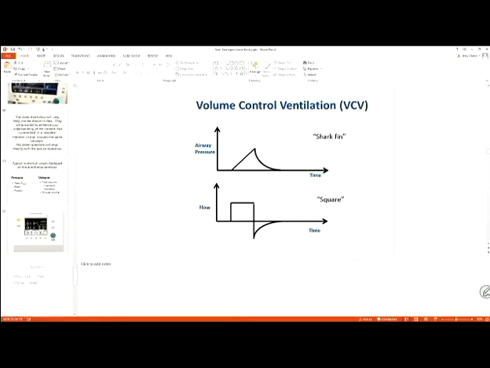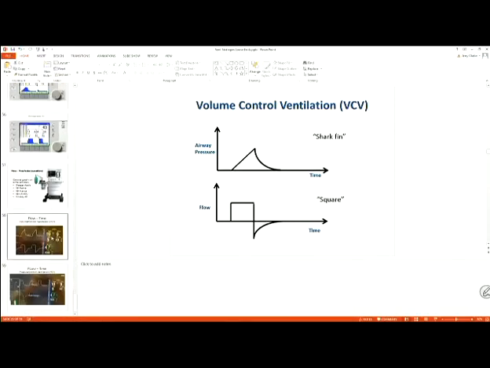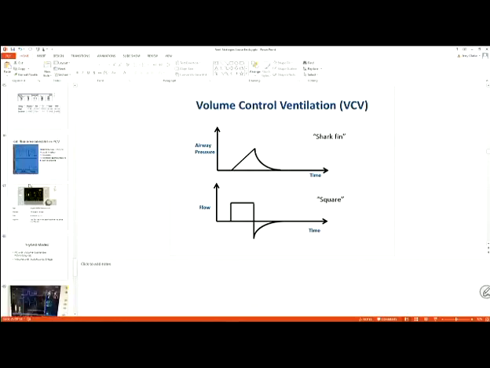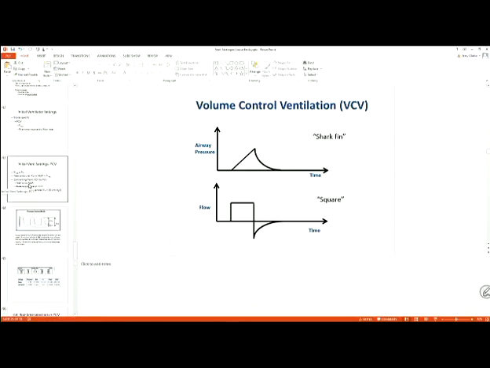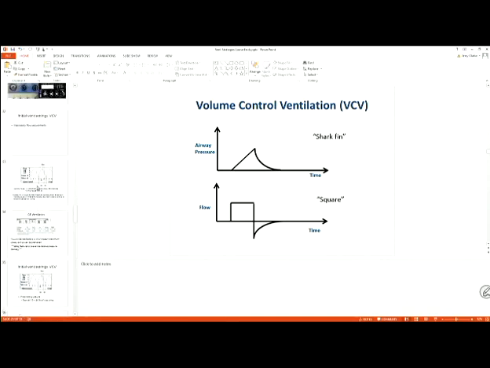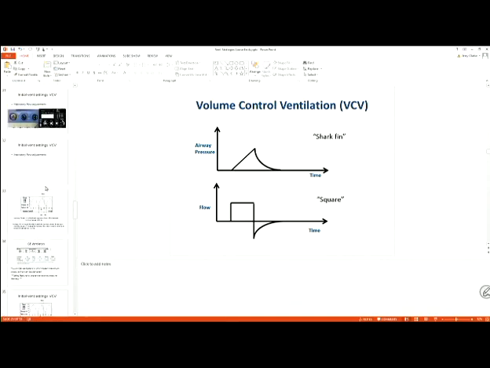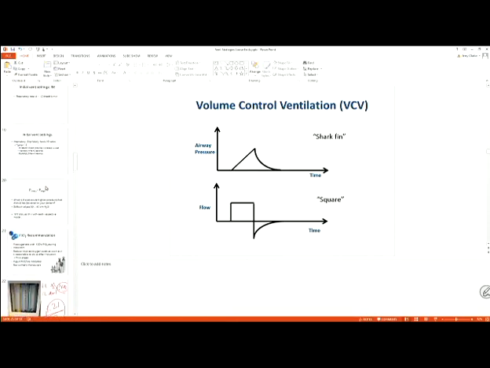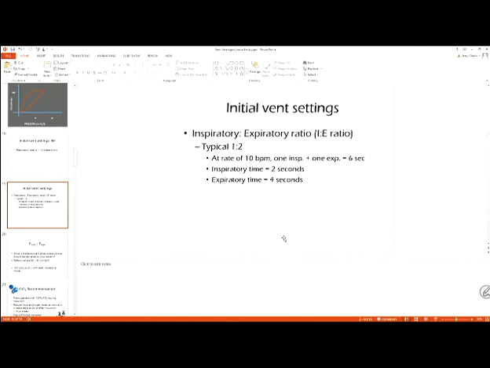All right, let's say we have a person who's on mechanical ventilation. Their total breath rate is 10 breaths per minute. I have an IE ratio of 1 to what? What's a good initial setting for IE ratio? 1 to 2. What's their I time?